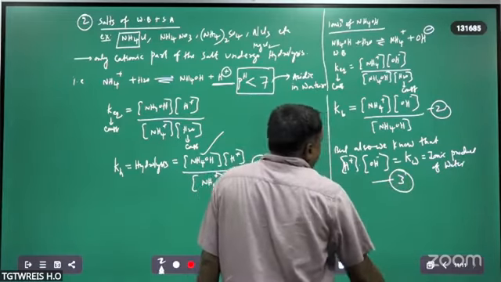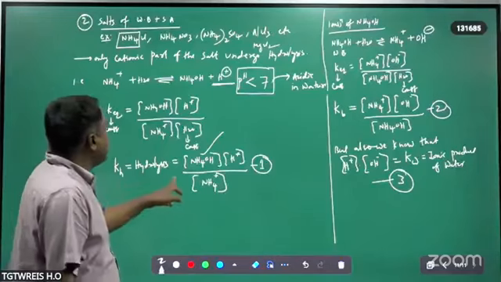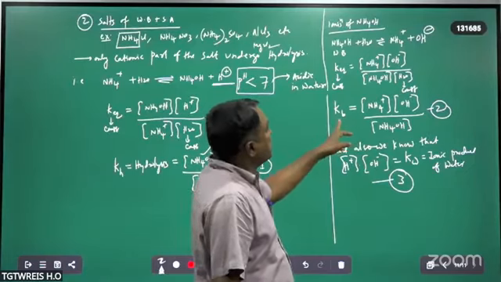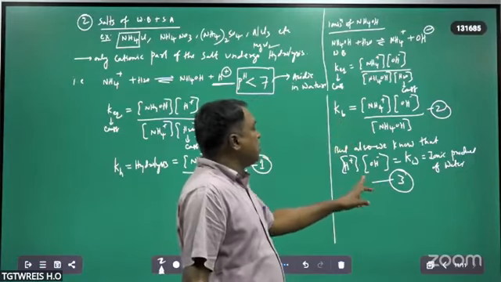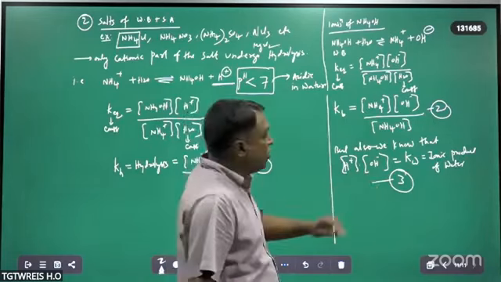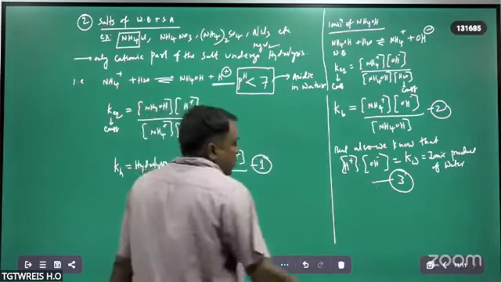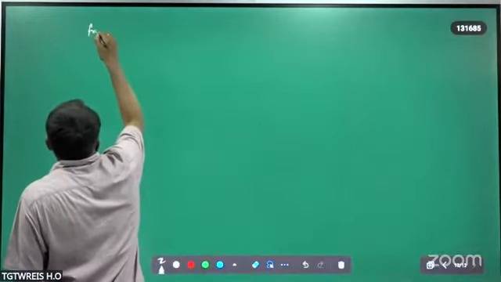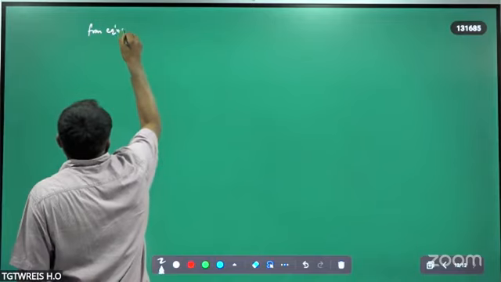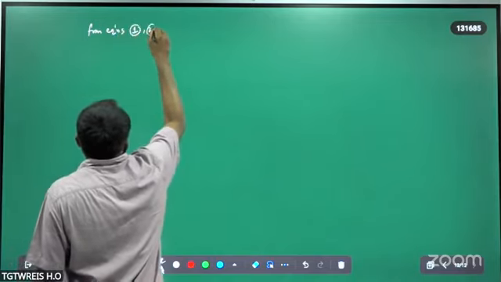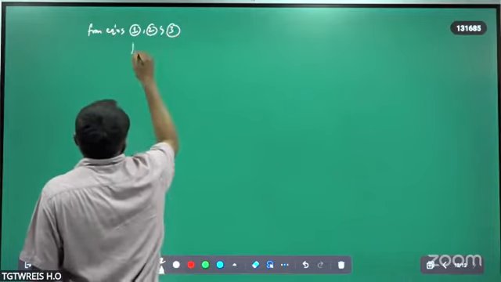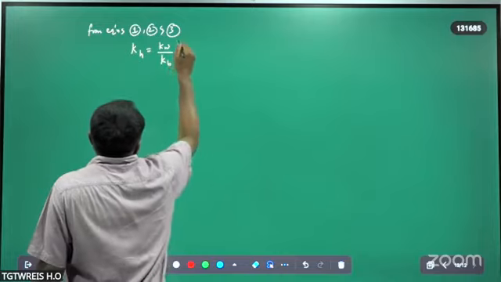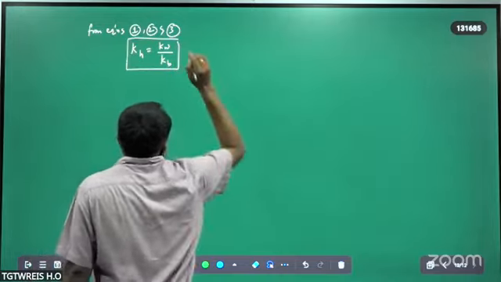From equation 1, equation 2, equation 3, this is the salt hydrolysis constant, NH4OH square bracket into H plus ion by NH4 plus. This is Kb, the base dissociation constant. This is the ionic product of water, that is equal to square bracket H plus into square bracket OH minus. From equations 1, 2 and 3, KH is equal to Kw by Kb.